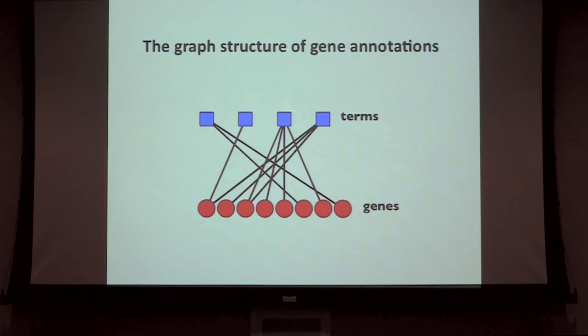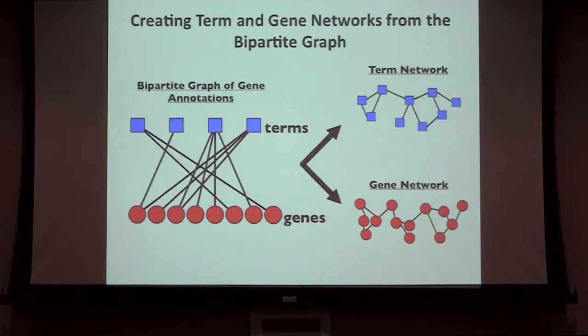Okay, so we can think of this as just a graph problem, a simple bipartite graph where we have terms or functions and genes, and they're connected if the gene is annotated to that term. And we want to look at this network to understand what information we can gain by analyzing this kind of network.